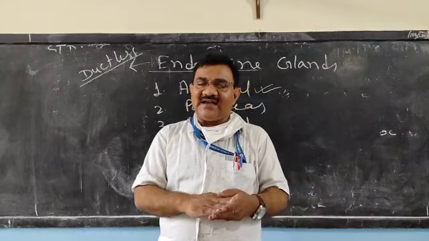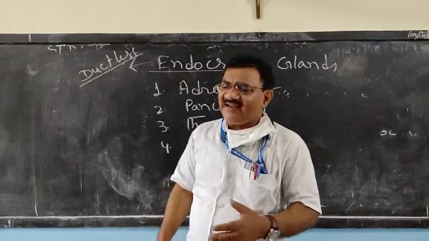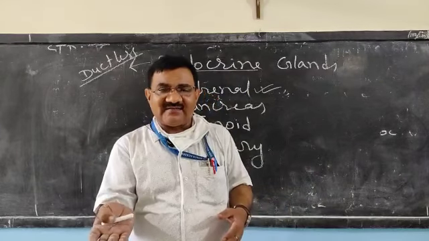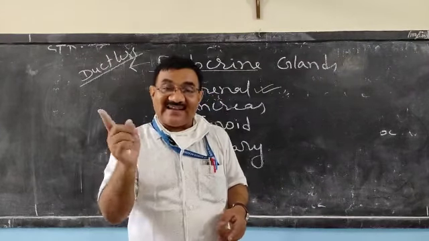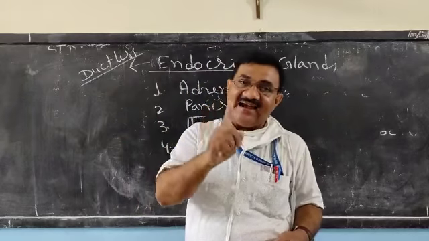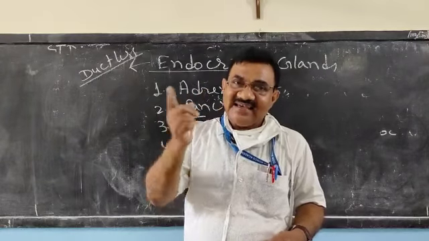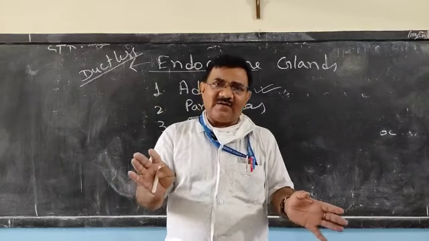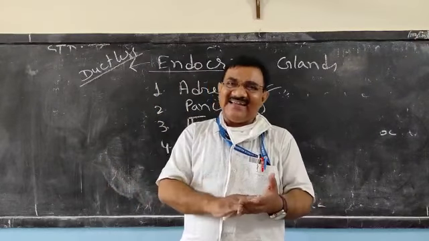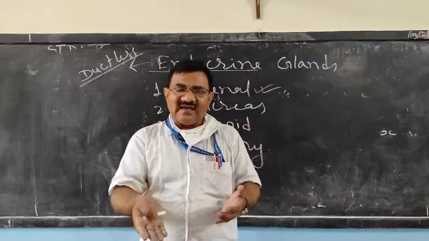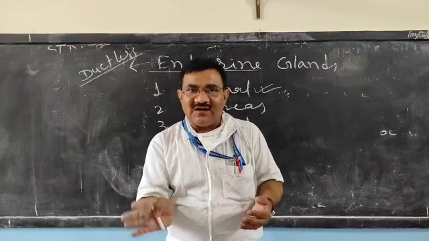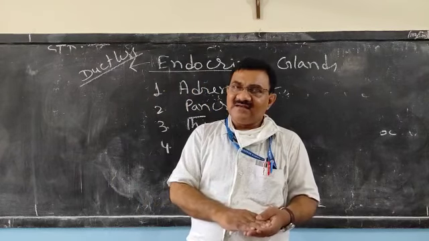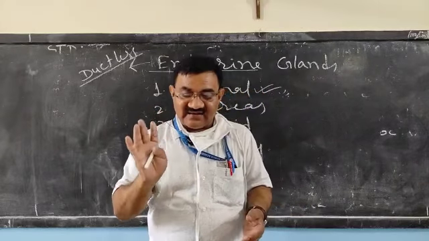If less antidiuretic hormone is secreted, it causes one more diabetes, but not diabetes mellitus; it is diabetes insipidus. The condition and symptoms are the same, but in diabetes mellitus the urine is loaded with sugar, while in diabetes insipidus the urine becomes tasteless.